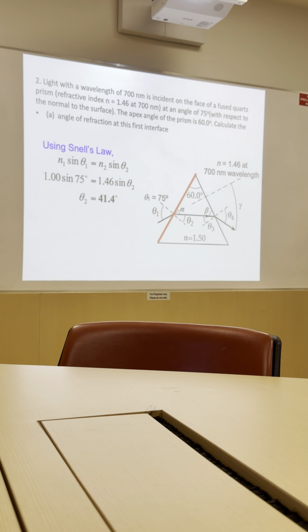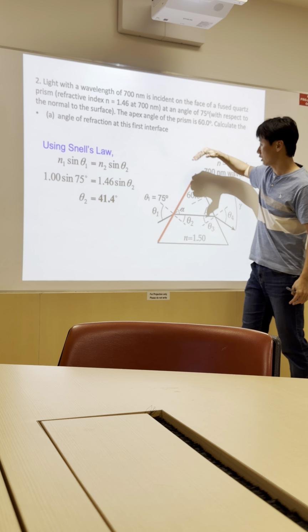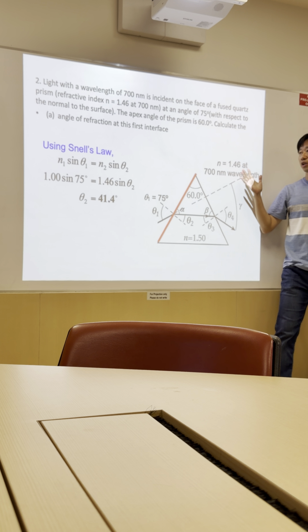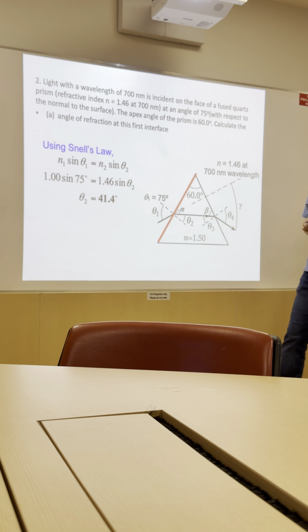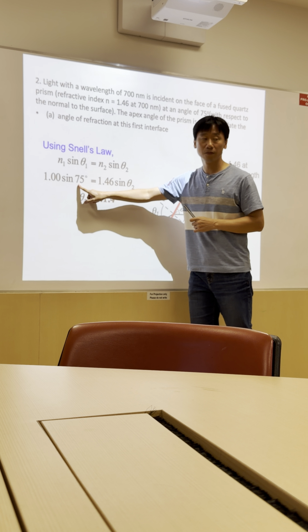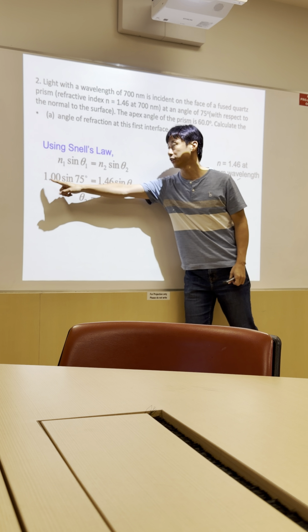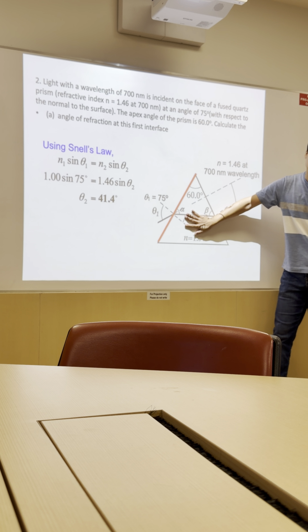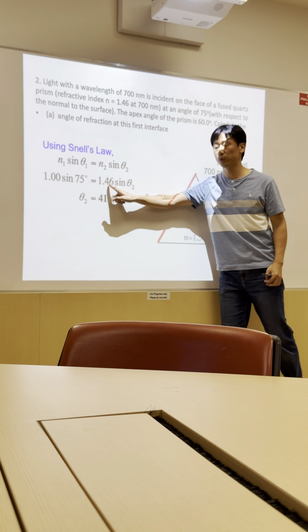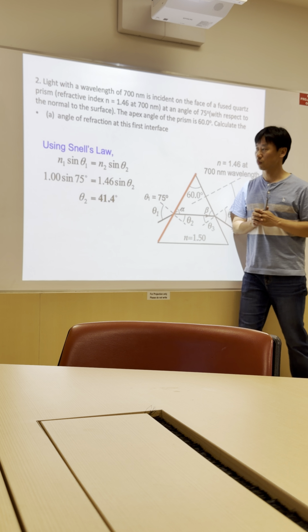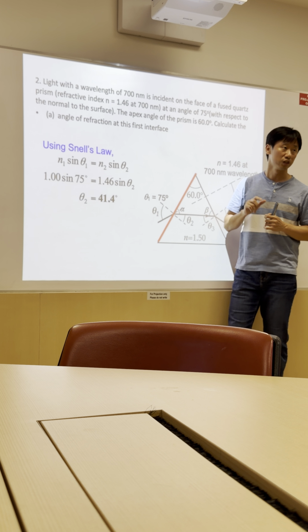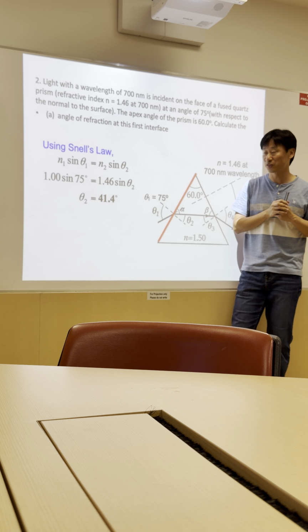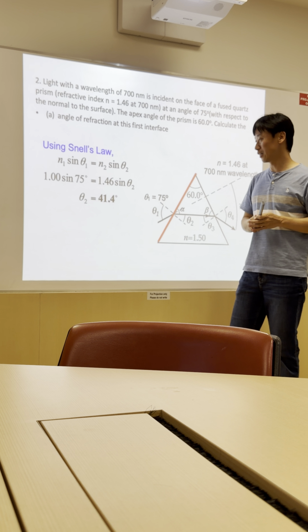Then, for the first question, the angle of the refraction at this first interface, it is very simple. You're going to use Snell's law: 1 times sine theta 1 equals n2 sine theta 2. Theta 1 is 75 degrees, n1 is 1, and n2, the refractive index of the prism, is 1.46. Among these 4 variables, we know 3, and the remaining one is theta 2. This is what we want to calculate. So just do the math using the calculator.